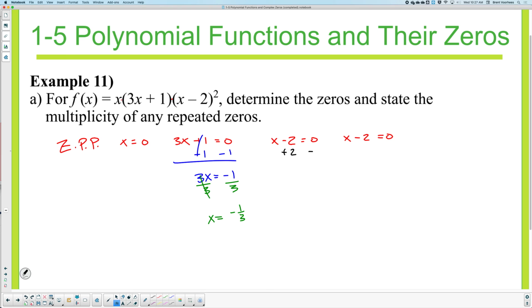Okay, come over here. Add 2. And we get x equals 2. And then on its squared version, its second version, what do we get there?